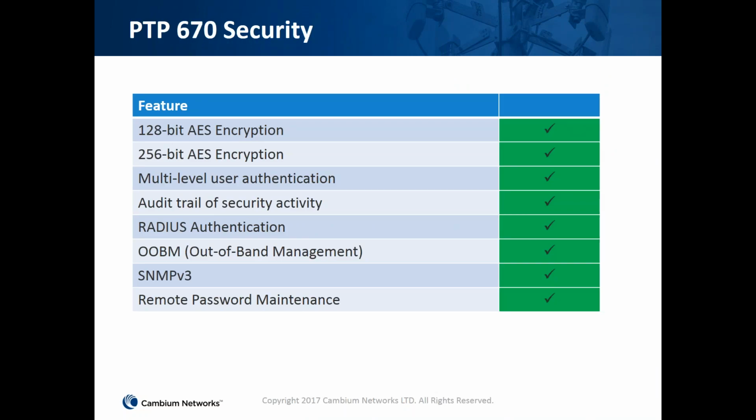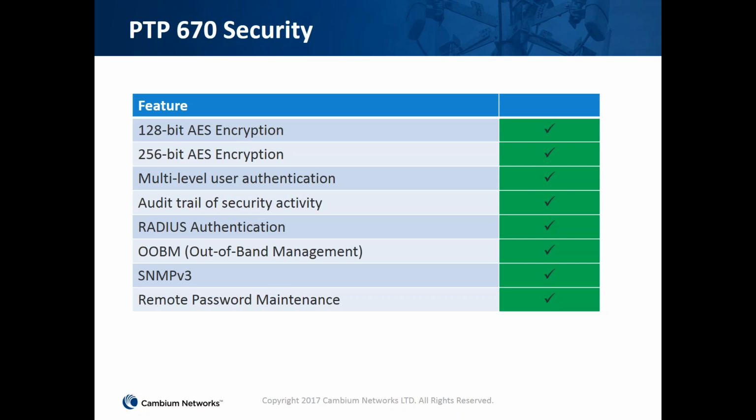The 670 is one of the best products out there with the maximum security built into it. It has 128-bit AES key encryption. It has 256-bit encryption. It has multi-level user authentication, which is really important, especially if you want to control the RF radios as well as allow some people to use some aspects of it. So it's really useful in that scenario.